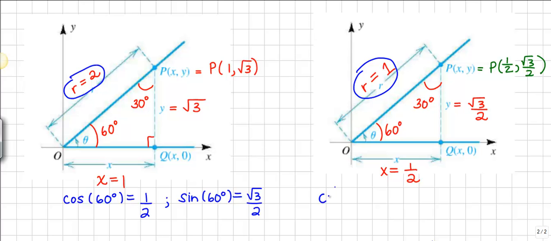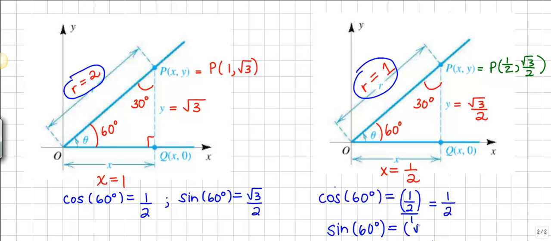But notice the effect is the same. The triangles are similar. Cosine of 60 degrees is x divided by r, or simply x if r is 1. And sine of 60 degrees is the y-coordinate of the ordered pair divided by r, or simply the y-coordinate since r is 1. And you see that the trig function values are the same. If I put these in line with each other, what you're looking at is the following.